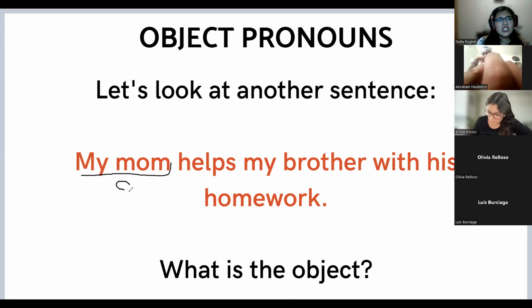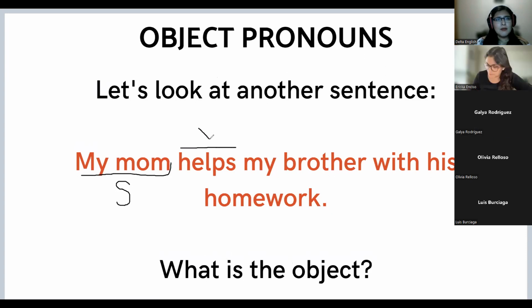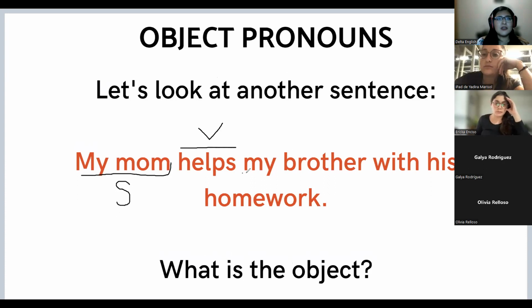What is the action that my mom is doing? ¿Qué es lo que hace mi mamá? Helps. Okay, so this is going to be my verb. So now, what is the object of the sentence? My mom is doing something. She is helping. Who or what is receiving this help? My brother. Okay, so my brother would be the object.